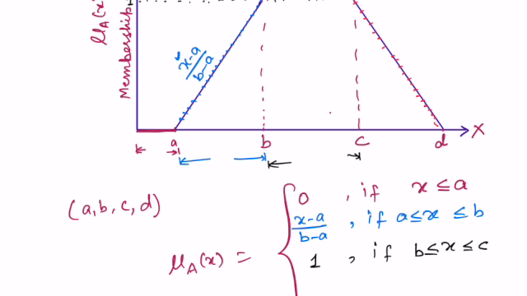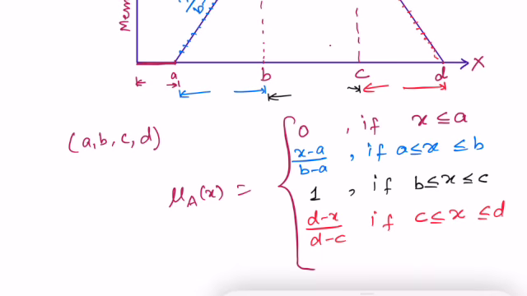So here it is (d minus x) upon (d minus c). So our function takes this value from c till d. So we'll write here (d minus x) upon (d minus c) if x lies between c and d. Now let us check the values beyond d. So values beyond d are 0. So we'll write 0 if x is greater than or equal to d.